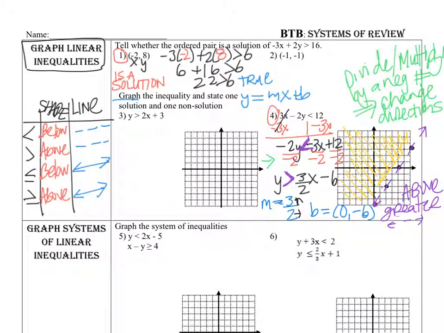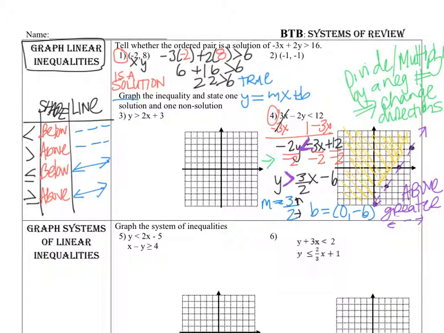So here's what it asks. They ask us to graph it, which we've done. We put it in slope-intercept form. And then it asks, give us one solution and one non-solution. We did this before, but let's do this one more time together. So a solution means that it's inside the shaded area. So that means any point in here is fair game.